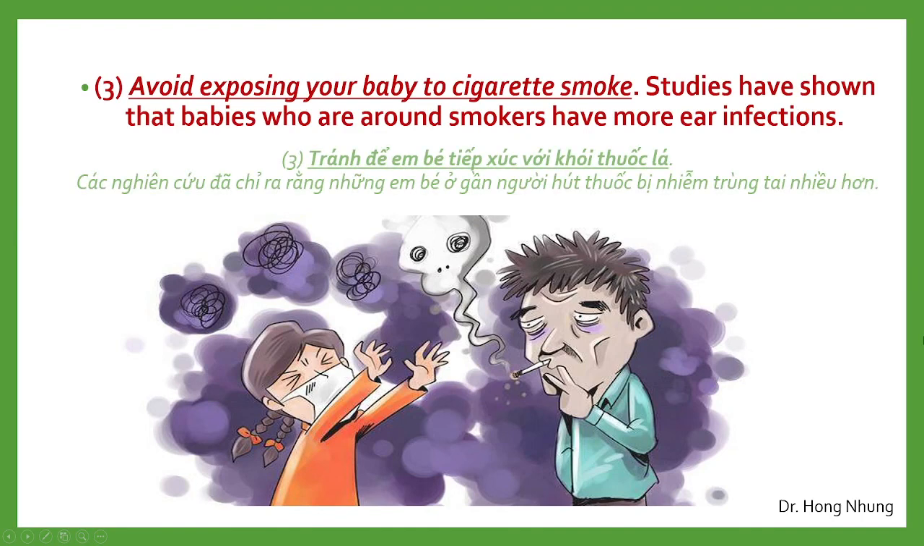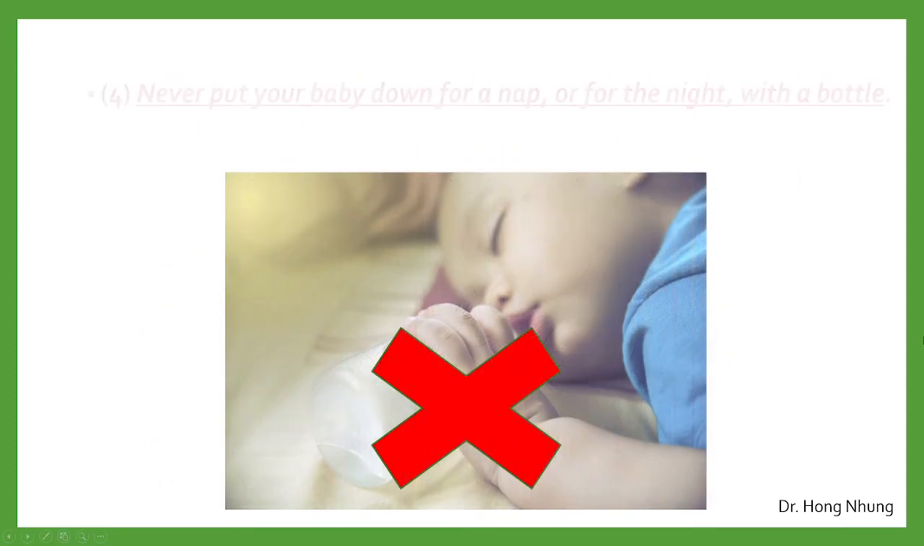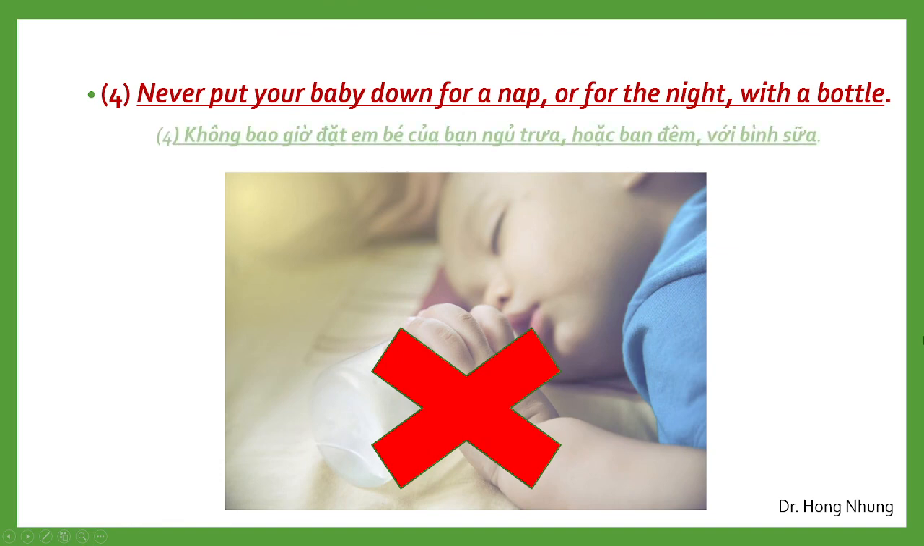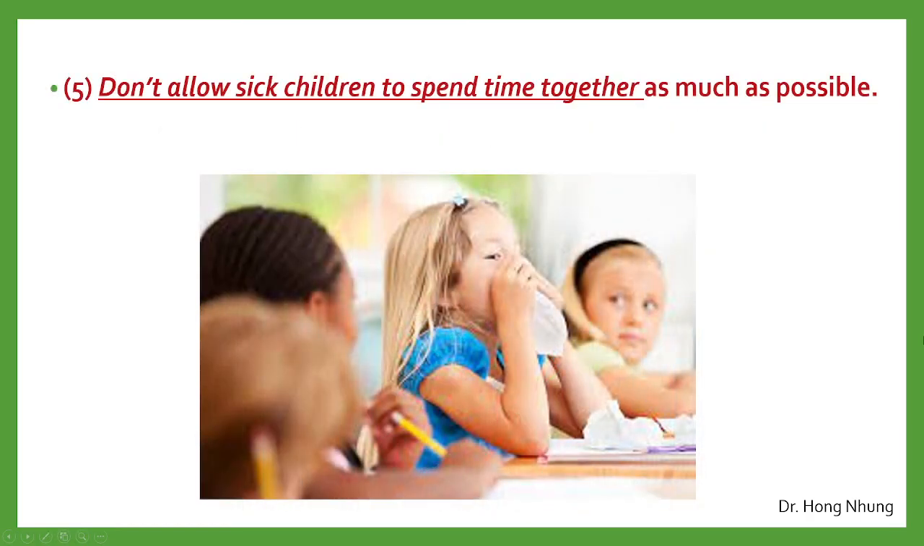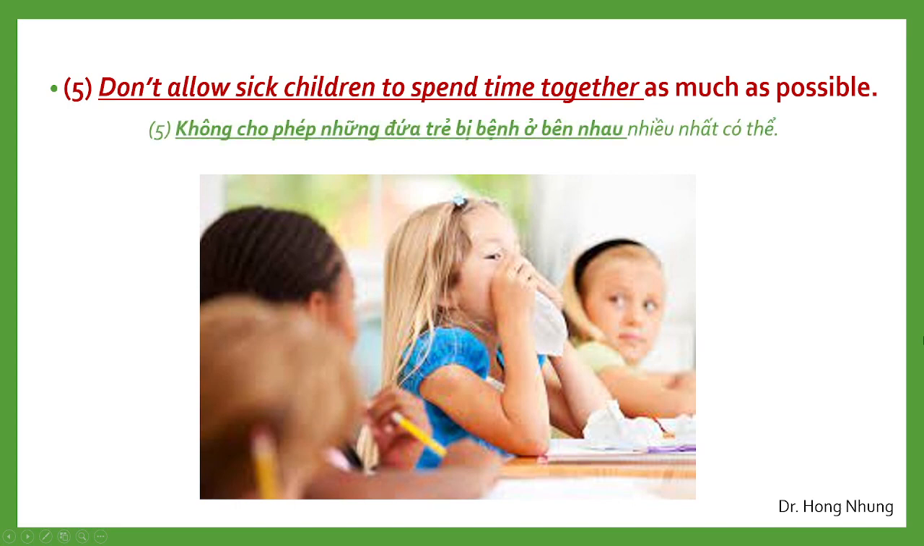3. Avoid exposing your baby to cigarette smoke. Studies have shown that babies who are around smokers have more ear infections. 4. Never put your baby down for a nap or for the night with a bottle. 5. Don't allow sick children to spend time together as much as possible.